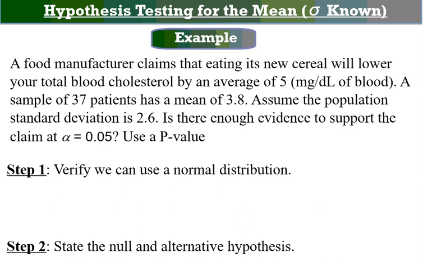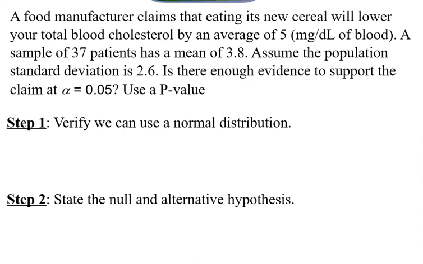So assume the population standard deviation is 2.6. Is there enough evidence to support the claim at 5%? Use a p-value. So the first thing we need is to verify that we can use a normal distribution. We're going to assume that it was a random sample unless otherwise noted. That's a fair assumption in the textbook. Otherwise, in real life, that would need to be definitely shared.